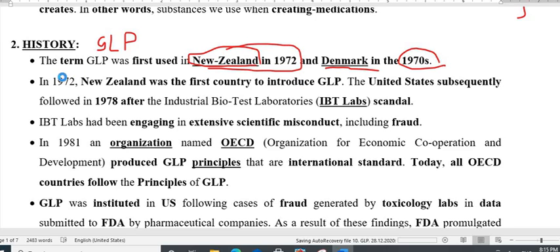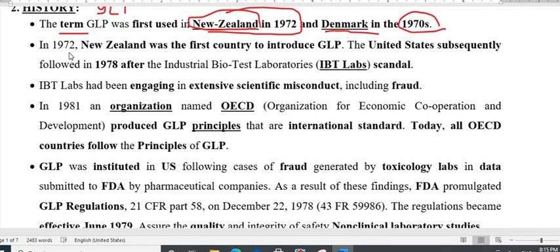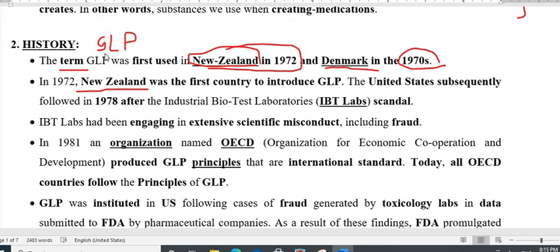So the term GLP was used in countries like New Zealand and Denmark in the 1970s. New Zealand was the country that introduced GLP for the first time in history, in the year 1972. So you can say New Zealand was the first country to introduce the concept of GLP in the laboratory.